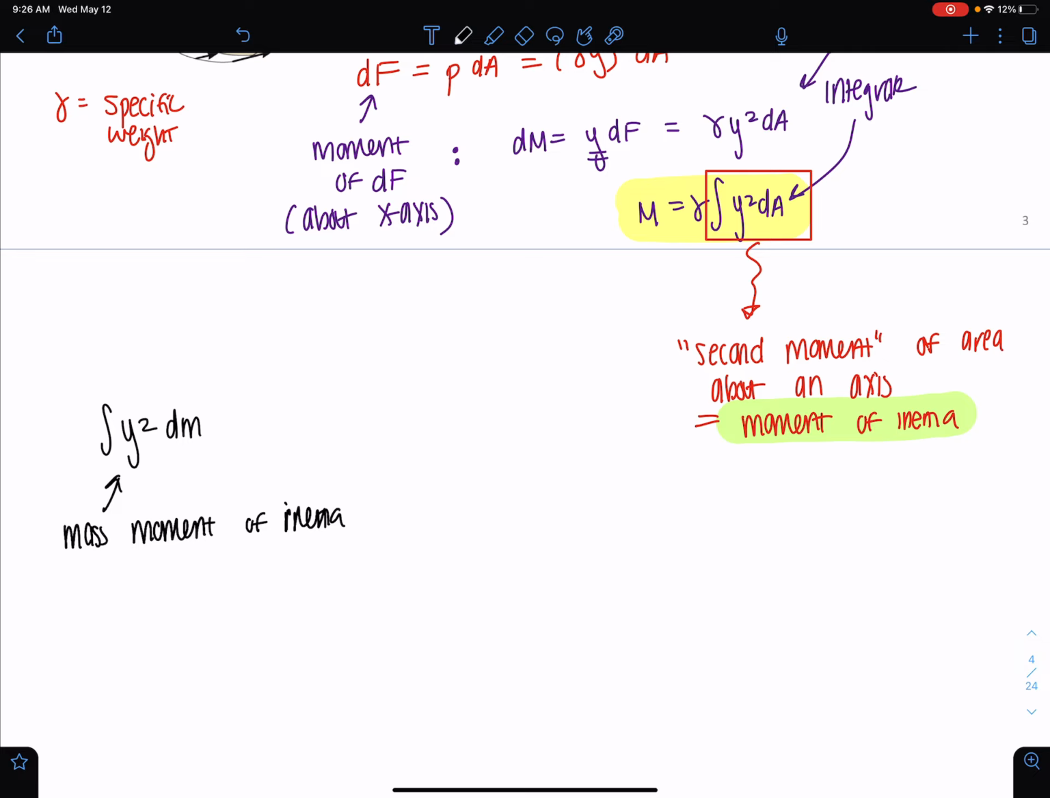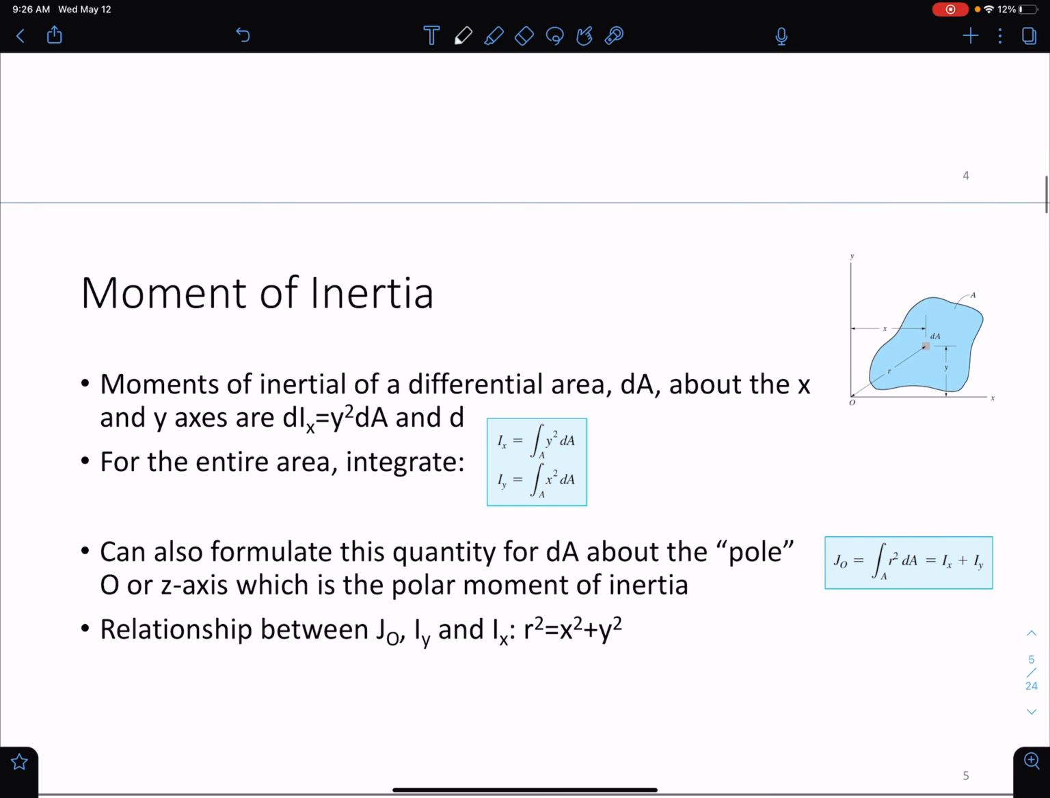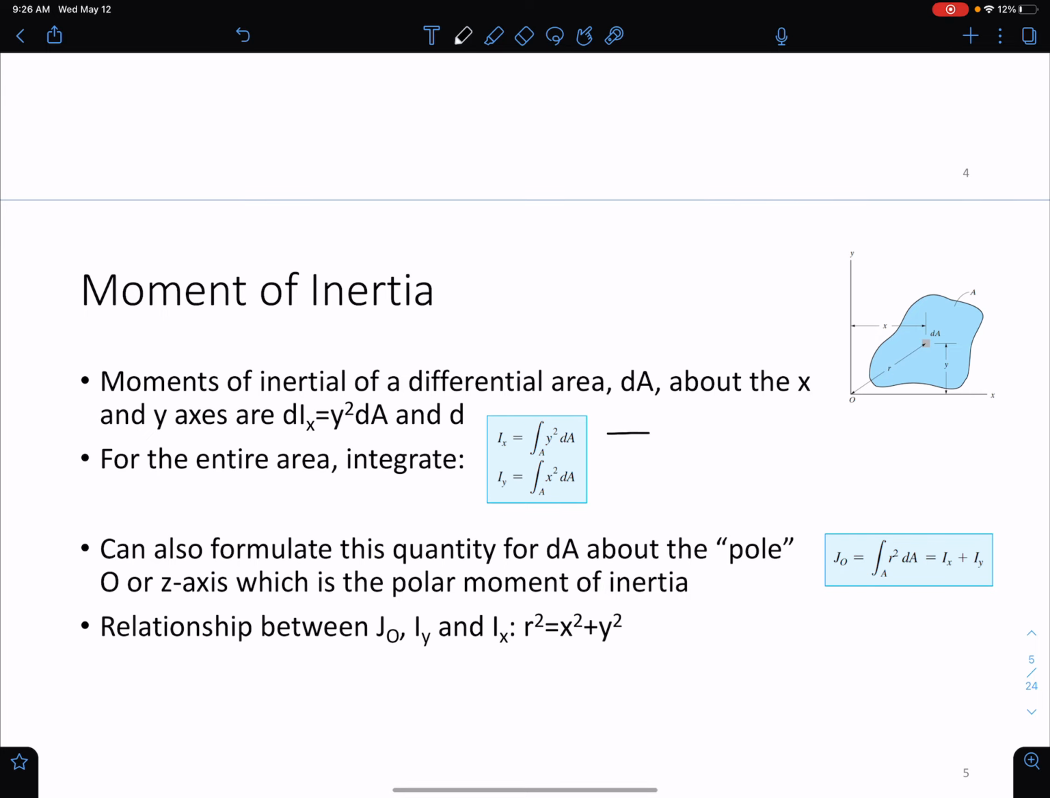Okay, so let's continue here. The moment of inertia of a differential area dA about the x and y axes is what we just derived. We derived this one, but of course now if you want to derive this for the y-axis, you're going to use the moment arm of x squared instead. So you're going to use the distance that that shape or that area is from the y-axis now. So you're going to be using that x moment arm, okay?